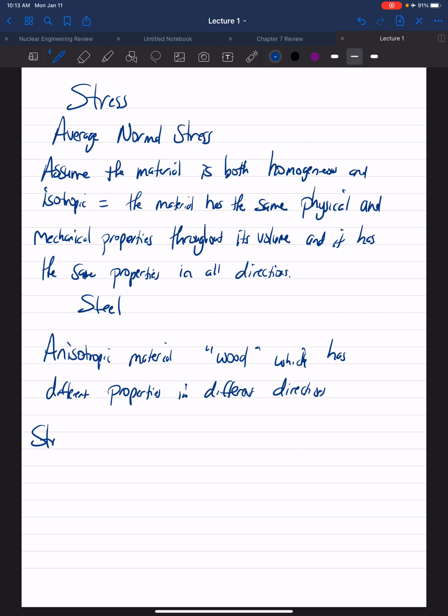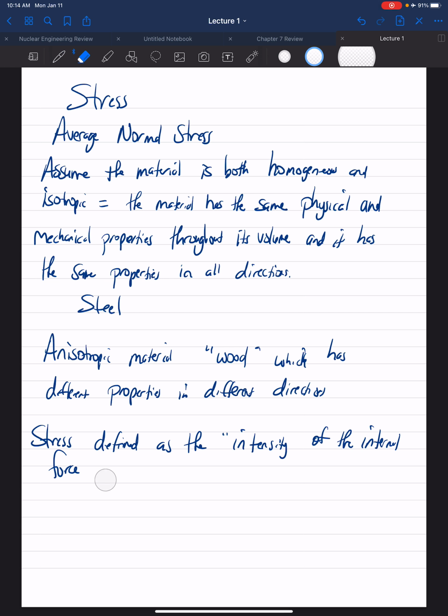So stress is defined as the intensity of the internal force acting on a specific plane or area. We'll keep it like that.